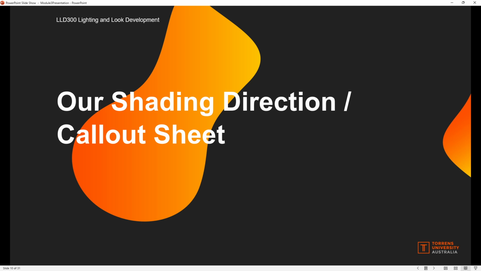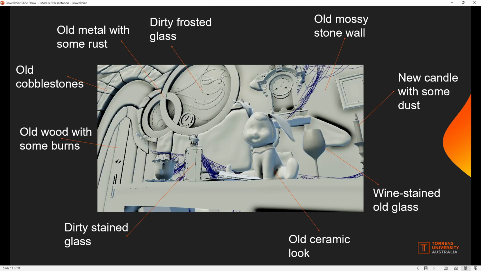Rather than having you decide on your own what shading you want, I'm going to specify it in this class, and I'll share this in Teams later. This is what we call a call out sheet. Although it's very rough, it's the stuff I want you to concentrate on. The rest, if it's not specified here, you can decide on your own. But I do need this candle here.